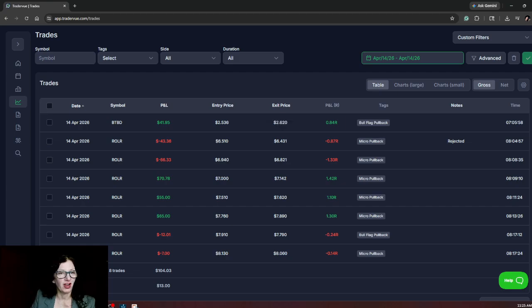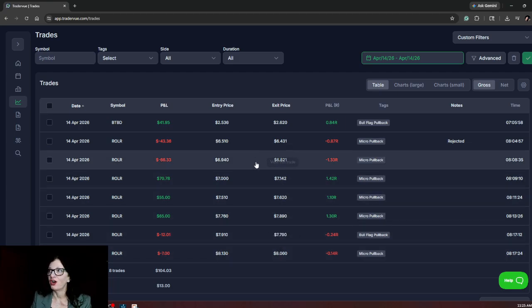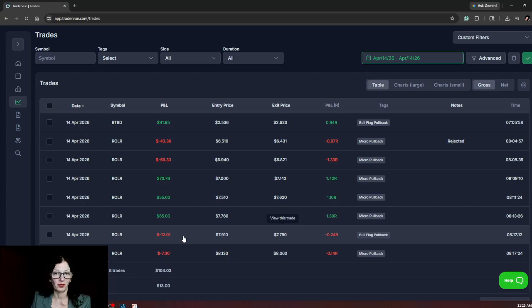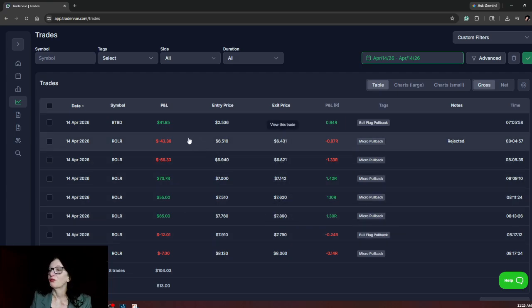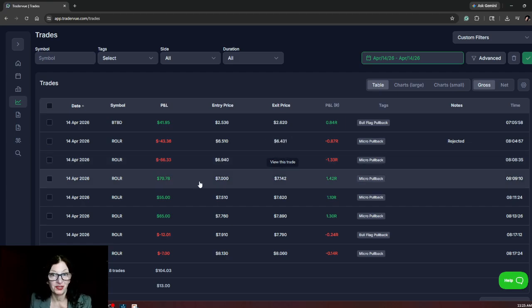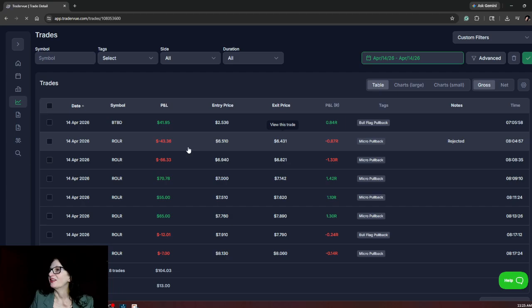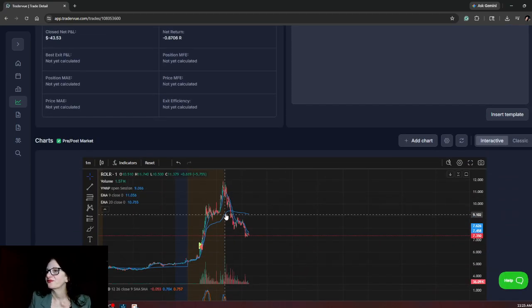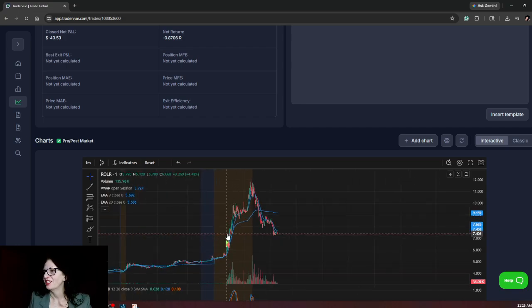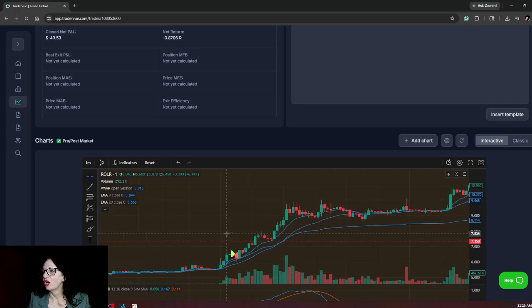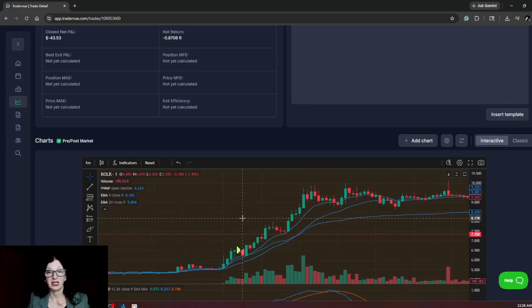Okay, so my first trade on ROLR, this is the thing here. I took 7 trades on ROLR. One of them was a bull flag pullback. The rest of them were micro pullbacks. So the first one, let's take a look at that one. We'll have to look at the 1-minute chart on this. I think all of my trades on ROLR were executed in a 15-minute window, so I'm pretty sure that they're all in this area here.